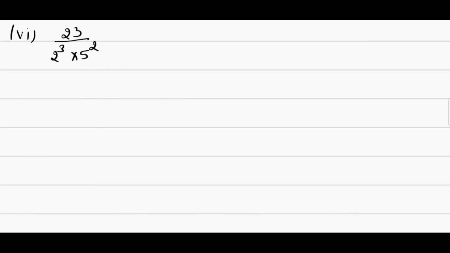Next question, here we have x is equal to 23 divided by 2 raised to power 3 into 5 raised to power 2. Here we have written Q already in the 2 raised to power n multiplied by 5 raised to power m form. So this decimal expansion is terminating, and after how many decimal places?